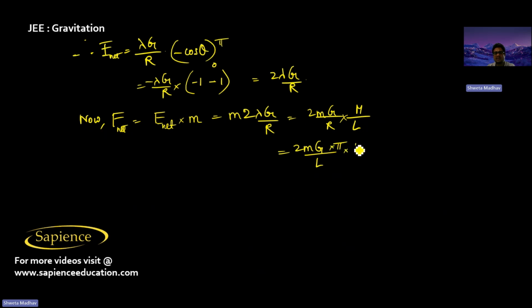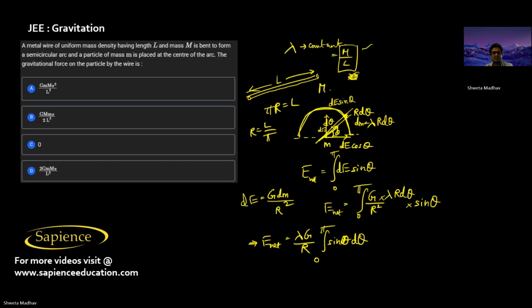So this is l by pi into m by l. So this will be equal to 2 g m pi by l square. So the net force will be equal to 2 g m pi by l square. So option D is the correct answer.